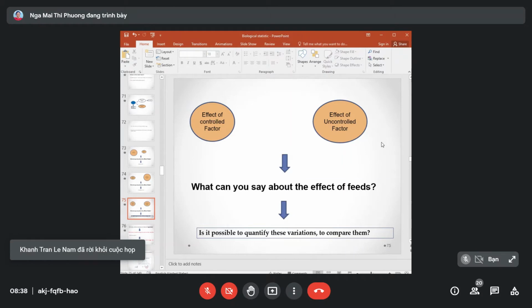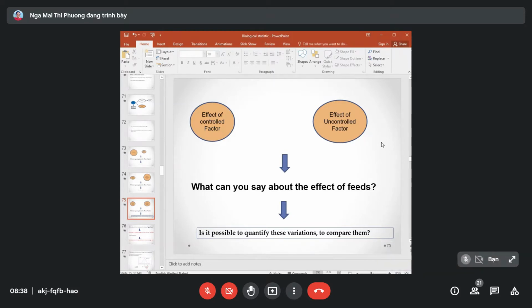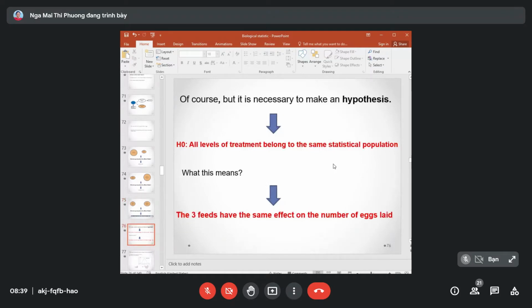In the experiment, our purpose is to study the different types of feed, and which feed will give the highest number of eggs. What can you say about the effect of feed? We have to investigate it. Before answering the question about the effect of feed, we have to make a hypothesis.